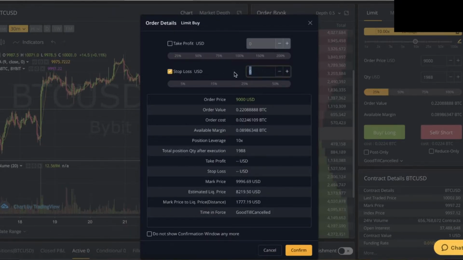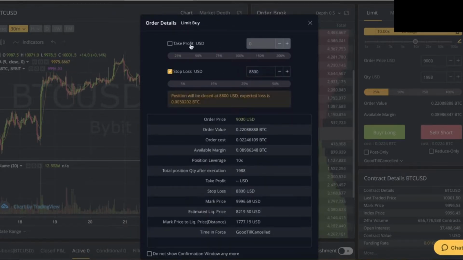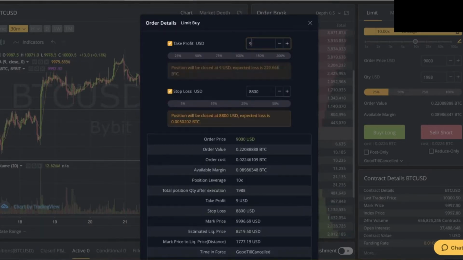With the same order I can choose my stop loss. Let's say I actually want it to be 8,800, and I also want to take profit. So if Bitcoin goes down to 9,000 and then it suddenly shoots up, which is exactly what I want because I'm buying Bitcoin, let's say Bitcoin suddenly shoots up to 9,500. Let's not complicate it, let's just go for 8,800, and in this case, I want to close the position at 9,500.